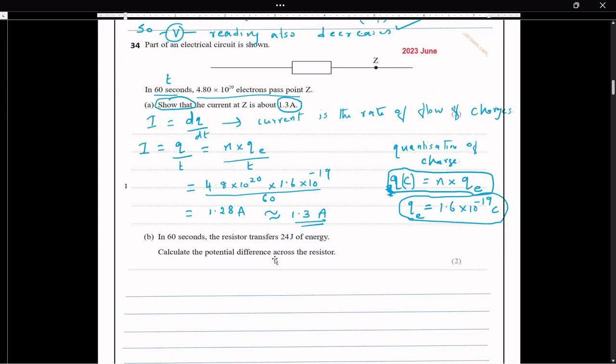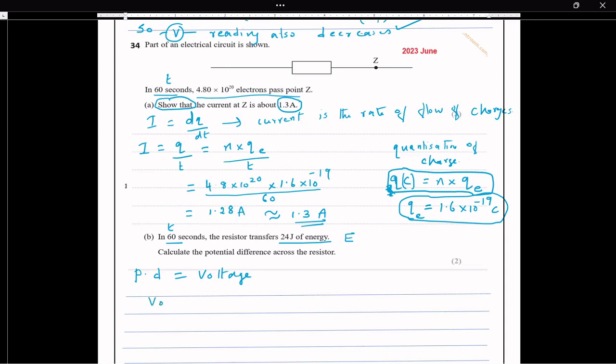In 60 seconds, the resistor transfers 24 joules of energy. Calculate the potential difference across the resistor. The energy E is given, and the time is given as 60 seconds. So we have to calculate the potential difference. We know that the potential difference, PD, is nothing but the voltage.